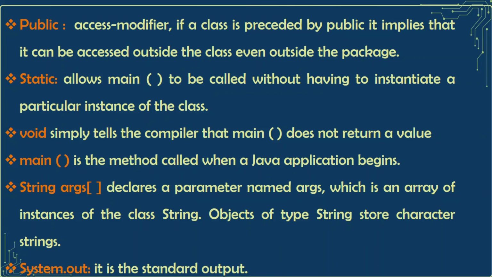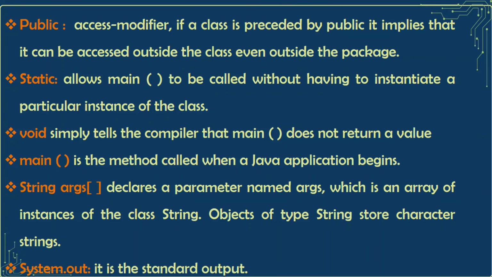The other is the keyword static. It allows the method to be called or invoked without having to instantiate a particular instance of a class. It can precede a method, or it can precede an instance variable. So if a certain member of the class is preceded by the keyword static, we don't need to instantiate an object to access that member of the class. That's why this main method is static, so we can use it without instantiating a class or without having an object of that class.